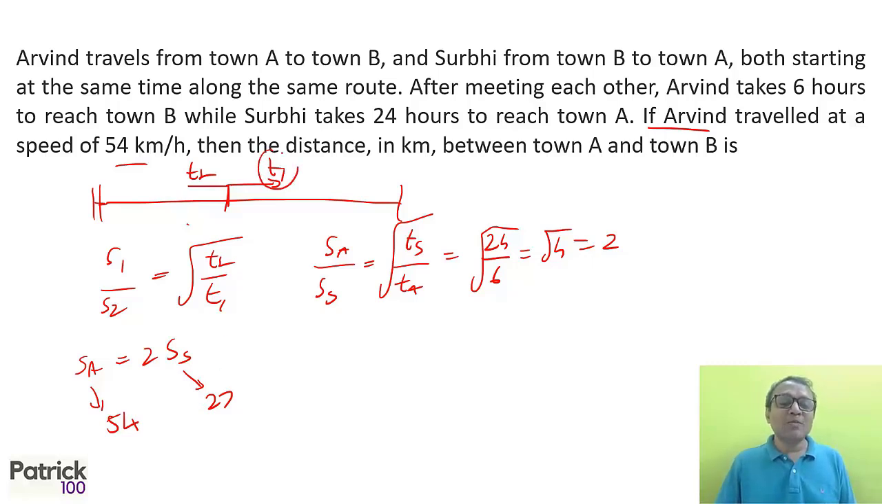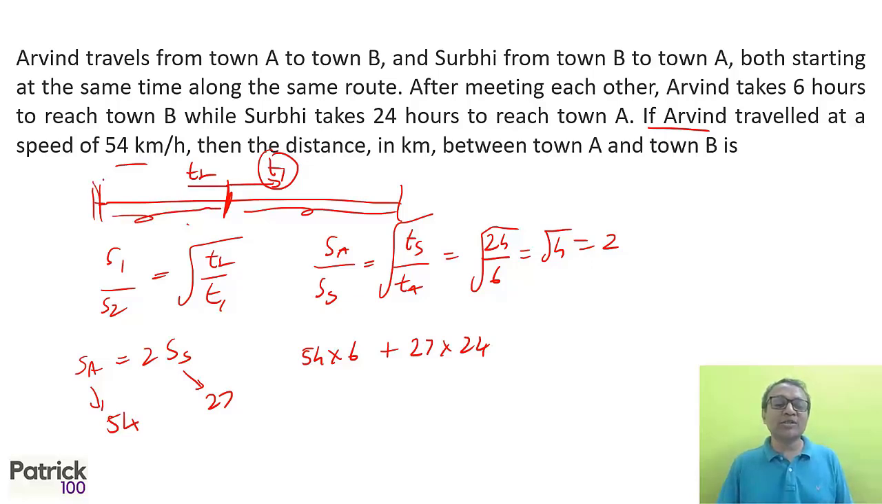Now remember this time: after meeting, Arvind took how many hours? 6 hours. So total distance traveled by Arvind is 54 into 6 hours after meeting. And total distance traveled by Surbhi is 27 into 24 hours after meeting. Distance traveled by Arvind plus distance traveled by Surbhi after meeting is the total distance between the 2 points. Solve this.